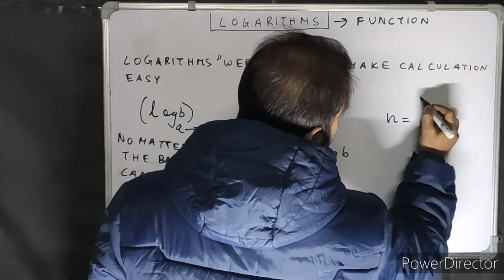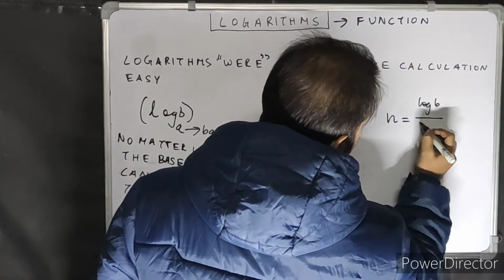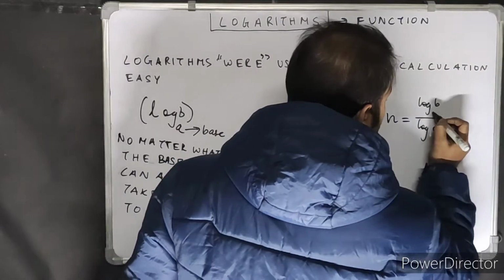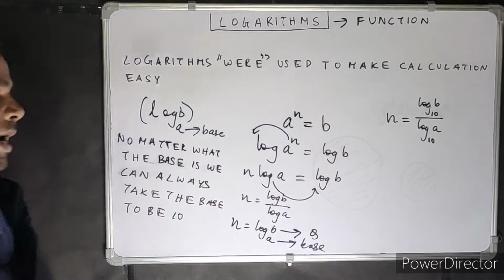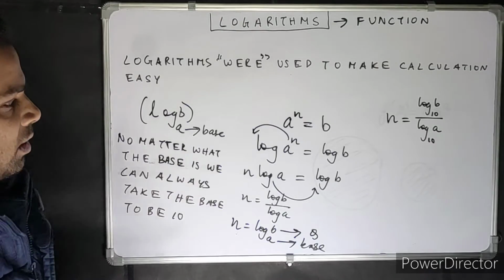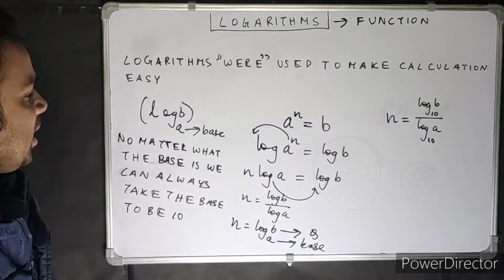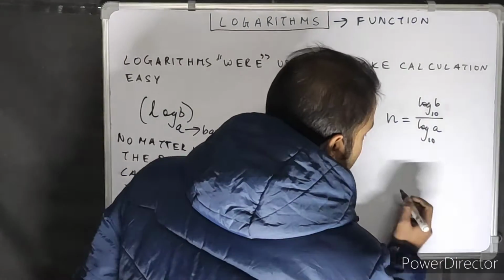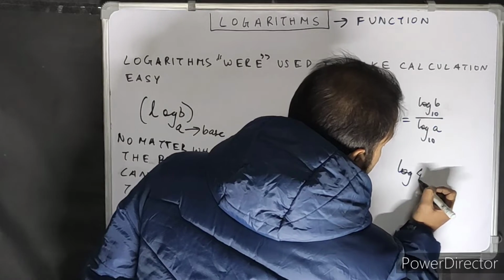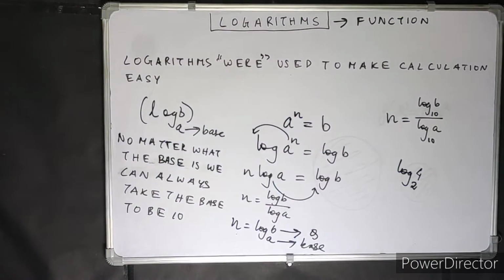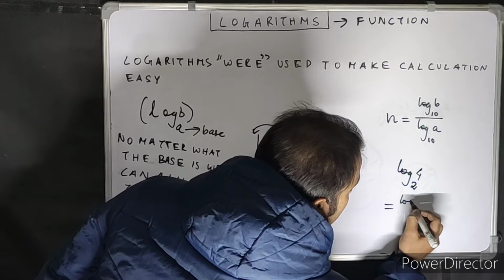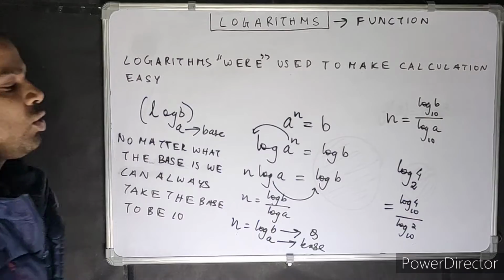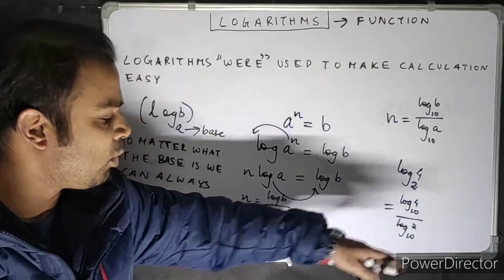Like I have written n is equal to log b divided by log a. You can see there is no base, but the log is supposed to have a base, so you can put base 10. You can use base 10 if the log doesn't have a base, and even if it does have a base, you can use base 10. So suppose I write log 4 base 2. You can write this as log 4 base 10 divided by log 2 base 10. You just put the same base for both of them.